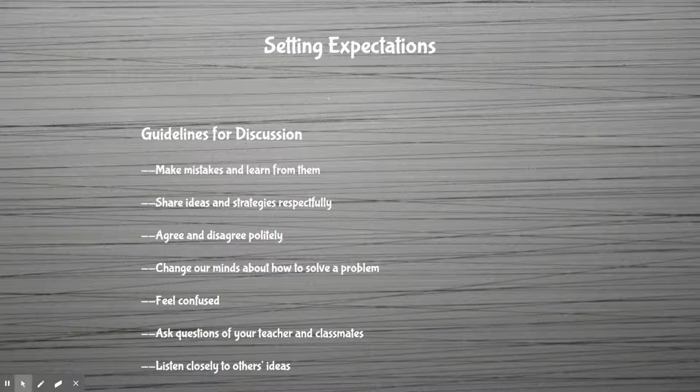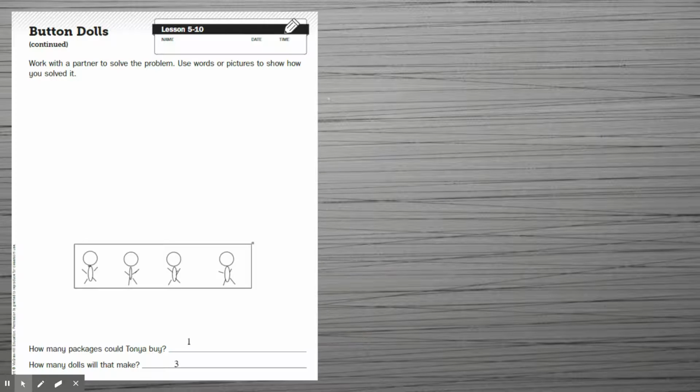So when we're looking at our work, one of the things that we want to do is make sure that we understand revising your work doesn't mean that you're wrong, that you've done it all completely wrong. It just means that we're going to look at it in a different way so that we can prepare ourselves and understand it better. So, we're going to learn from mistakes. We're going to make mistakes, and that's completely expected. We should change our minds about how to solve a problem. You might feel confused, and that's acceptable too. But the big thing is to question and talk to your classmates, and then listen closely to those other ideas.